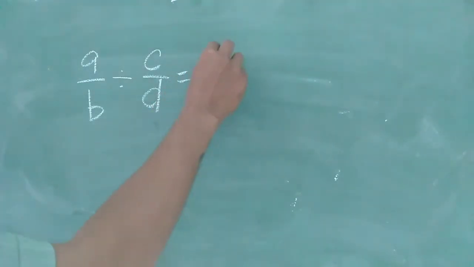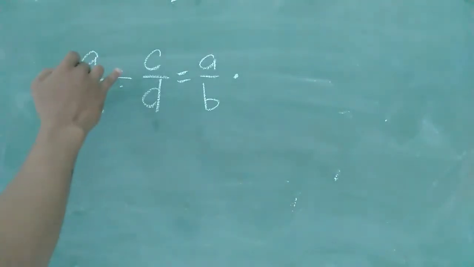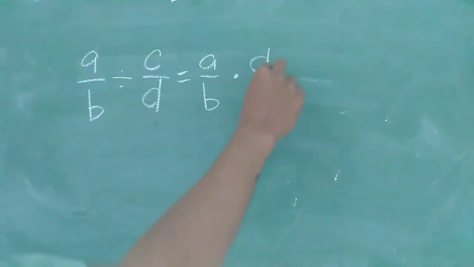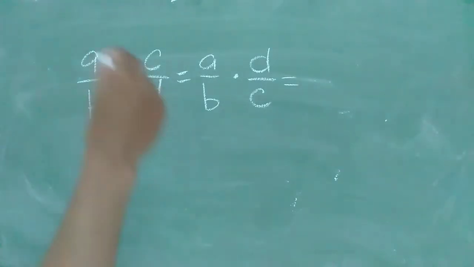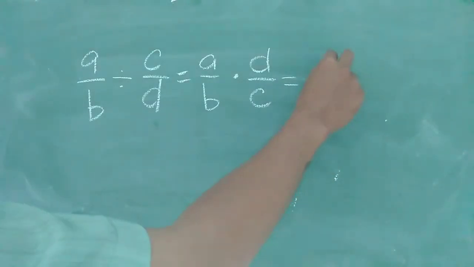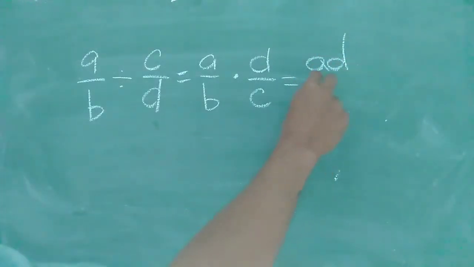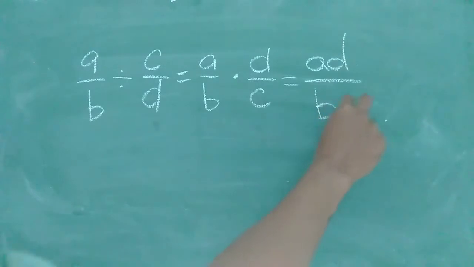Let's copy first A over B, and it will be multiplication already. The invert of C over D is D over C. So, just like multiplying fractions, we have to multiply the numerators and the denominators: A times D and B times C. Okay, let's have an example.